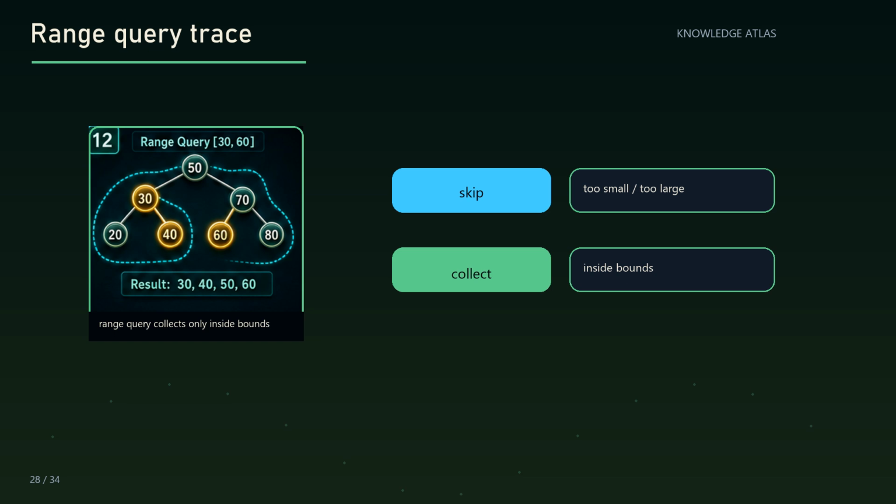For a range from 30 to 70, the tree can ignore branches that are entirely too small or too large. It walks boundary paths, collects keys inside the interval, and skips irrelevant subtrees. Balance keeps the boundary walks from becoming long corridors.